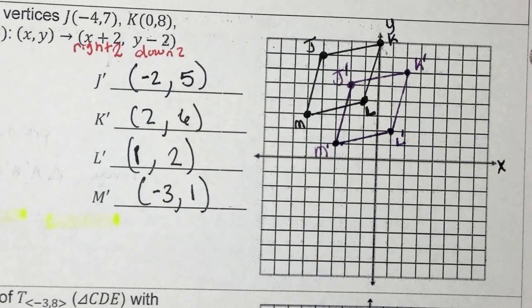Here's my image after my translation: Y plus 2, X plus 2, Y minus 2. So obviously at some point I'm going to turn this over. Number 2 says, what are the vertices of the translation? Negative 3, 8.